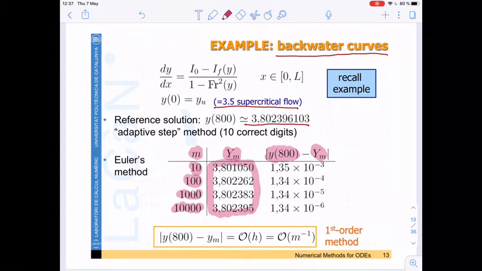And we can see here how the error is proportional to h. We can see here how Euler's method is a first-order method. In Euler's method, if we double the number of steps, the error is reduced by a factor 2. If we multiply the number of steps by 20, the error is reduced by a factor 20.